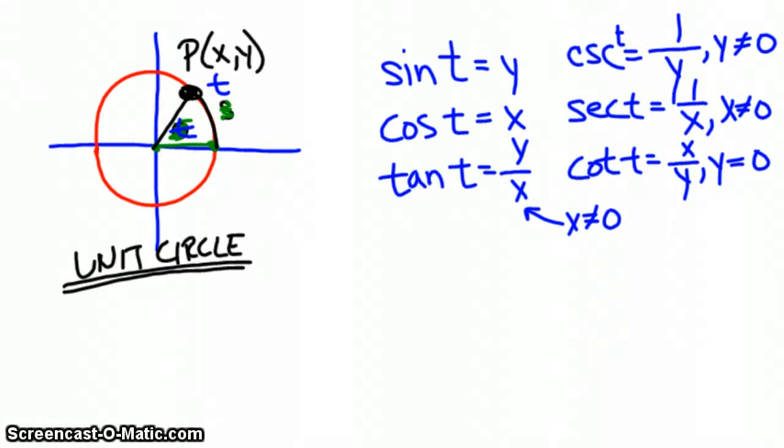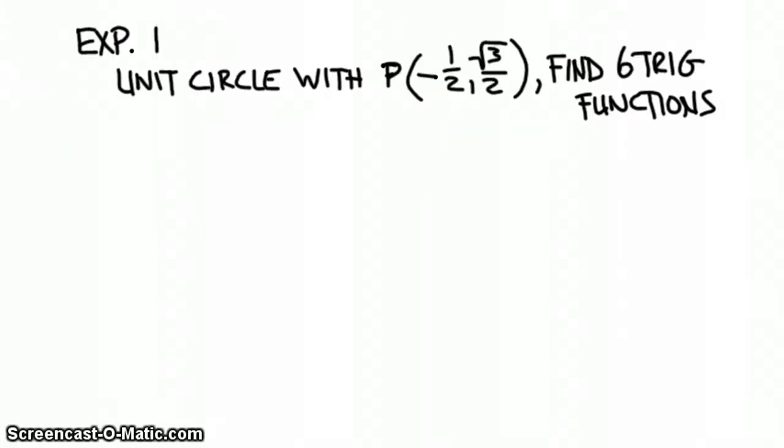So I can now identify my 6 trigonometric functions in terms of x and y from a unit circle. Let's look at an example of how we might use this. I'm given a unit circle, and this unit circle has a point identified of -1/2 for my x value and the square root of 3 over 2 for my y value. So I can start with the information that I know.